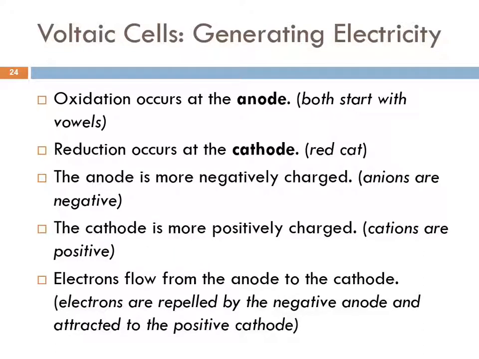Cations are positive. So the electrons are always going to flow from the anode to the cathode. The anode is more negative. Electrons are negative. They are repelled by that negative charge. They're attracted to the positive charge of the cathode. So they're going to flow from the anode to the cathode.